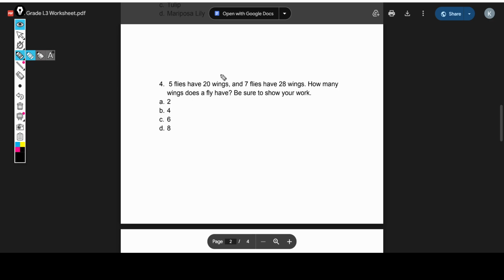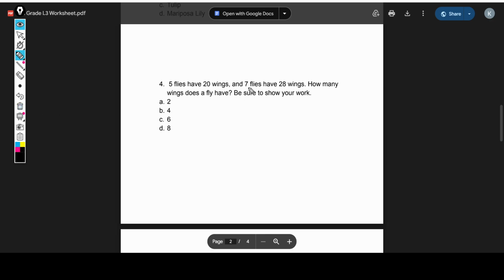So we have to go wings, and then per usually means division. It means division. Like if I have 5 apples per box, that means there's 5 apples being spread into one box, which is the same as 15 apples per 3 boxes. So if I have 20 wings per 5 flies, 20 over 5, well, that's equal to 4. So each fly has 4 wings.